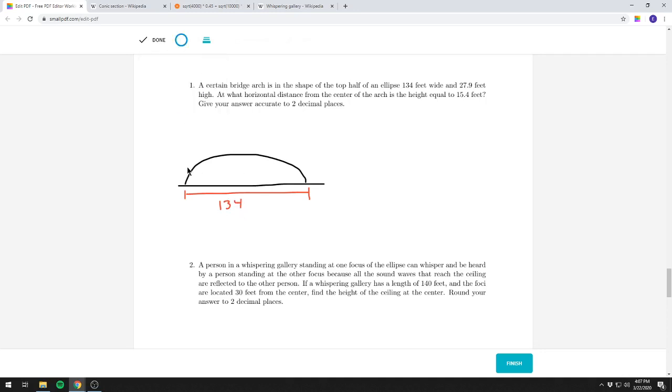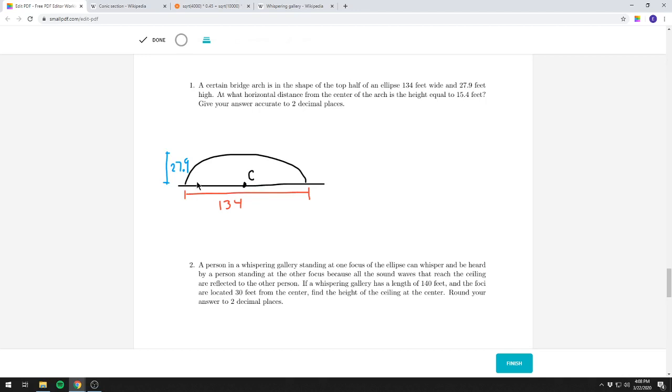And from top to bottom at the center, since that's where it's highest, is 27.9. I'm just going to put the center here in the middle as our reference point, because that's where you'd want to put it anyway. Alright, so that's our picture. The question is, at what horizontal distance from the center of the arch is the height equal to 15.4?